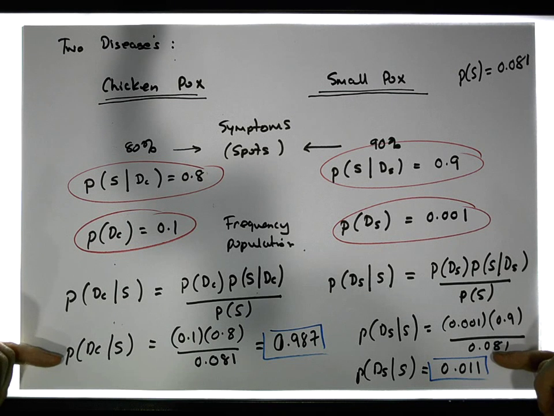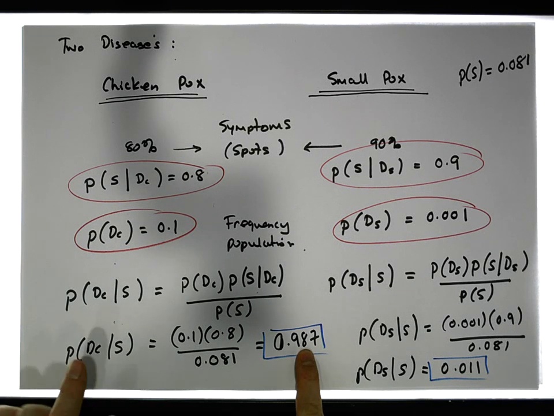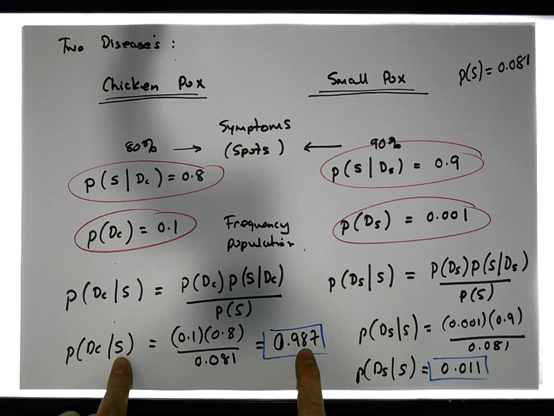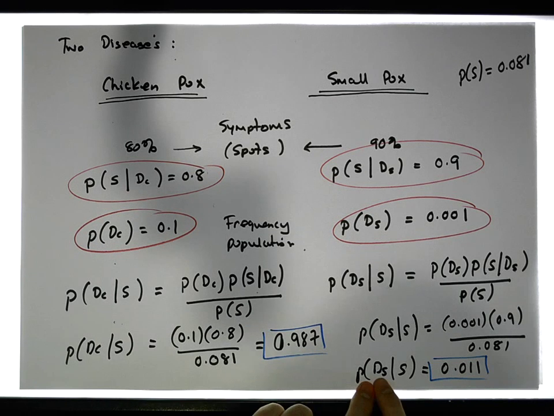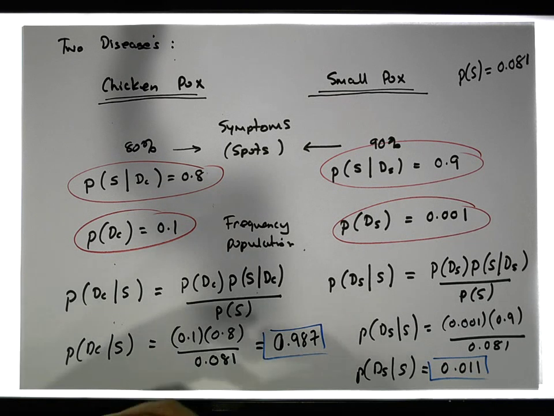we can actually see that something unusual is happening here. It's a nice example. The probability that you have chickenpox, knowing that you have spots, is actually 98.7%, about 99%. That's how likely it is that you have the disease, knowing that you have spots. Whereas the probability that you have smallpox, knowing that you have the spots, is actually only 1%. So you can see that it's a bit counterintuitive.